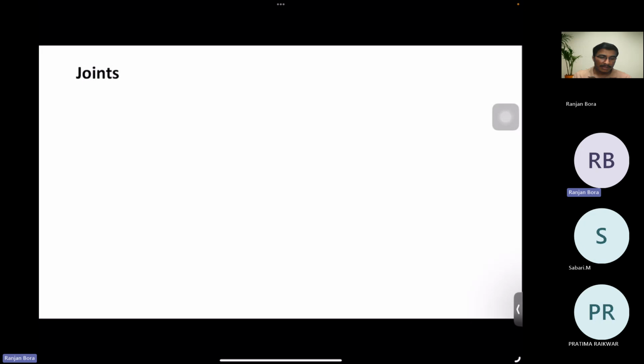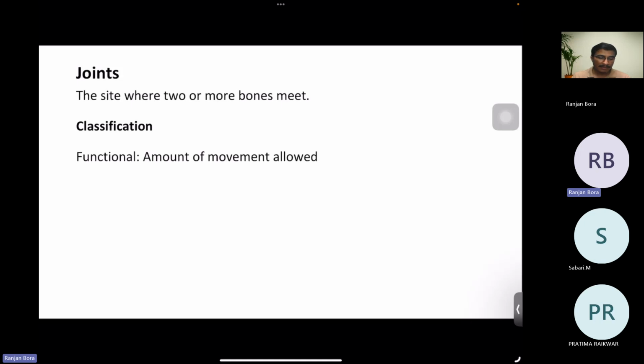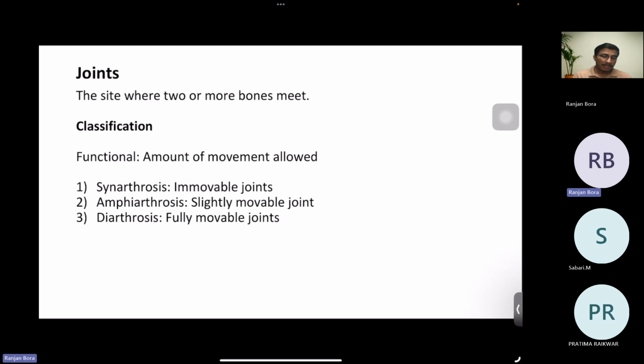And next is joints. So what is a joint? A joint is a site where two or more bones meet, and joints can be classified based upon their functions. The main function of a joint is to allow movement, allow degrees of freedom, so that we can move our body or perform our daily activities. So based on this functional classification, joints can be classified as synarthrosis, amphiarthrosis, or diarthrosis.